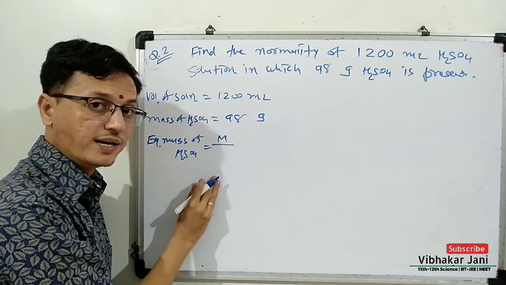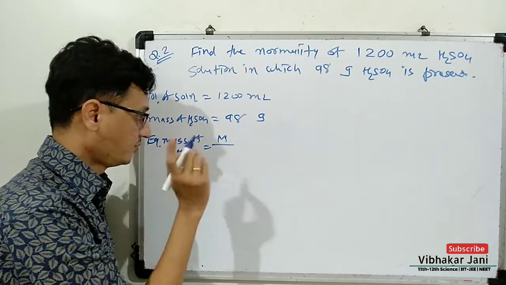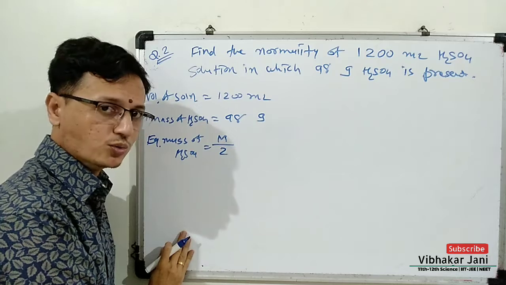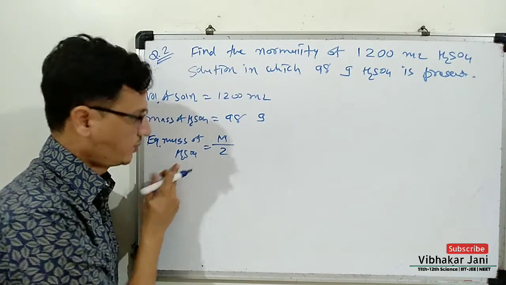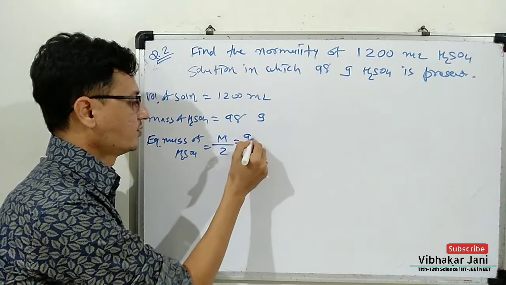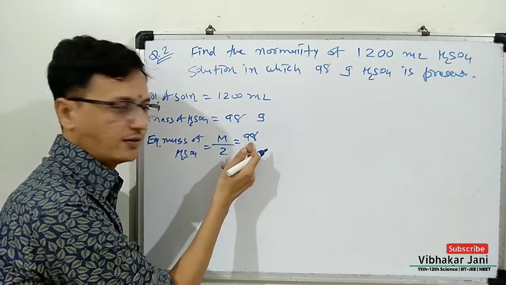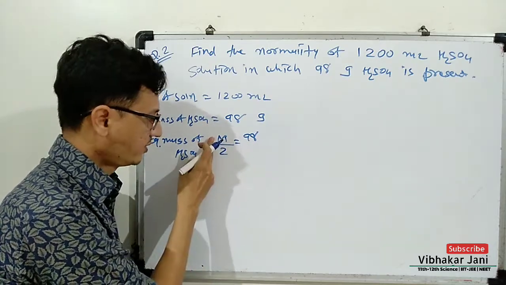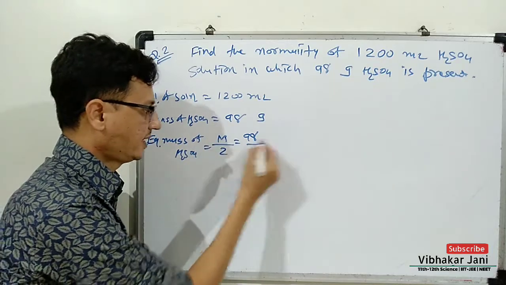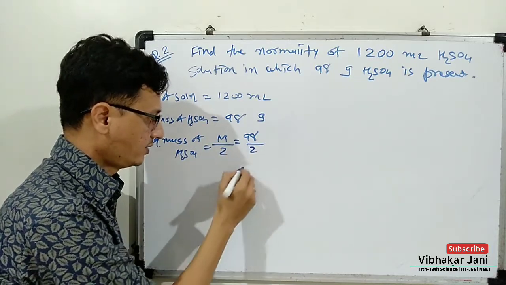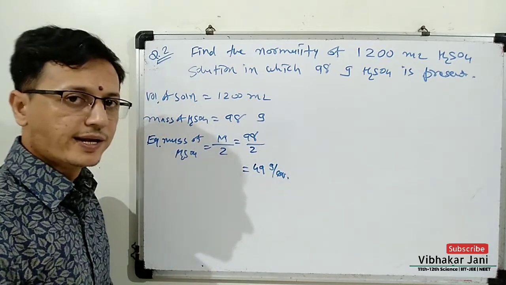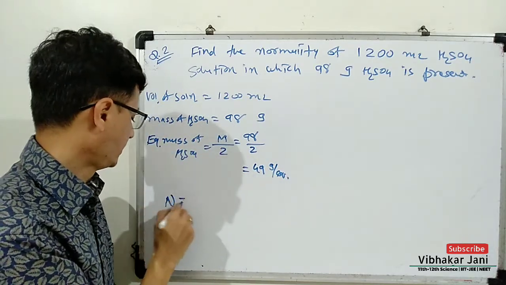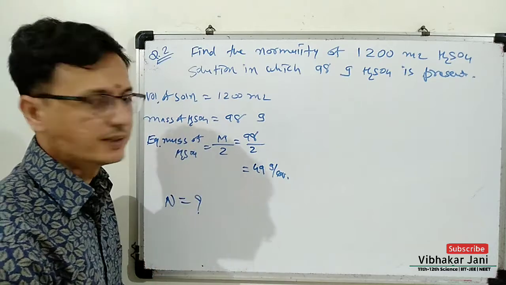molecular mass divided by, as you know very well, 2, because H2SO4 can release 2H+. So molecular mass of H2SO4 is 98. Now I remember very well that molecular mass of H2SO4 is 98, and if it is divided by 2, then it will give us 49 gram per equivalent. And we are going to find normality.